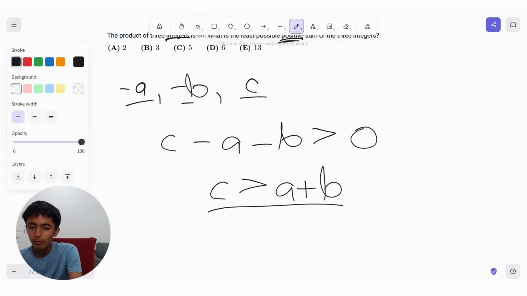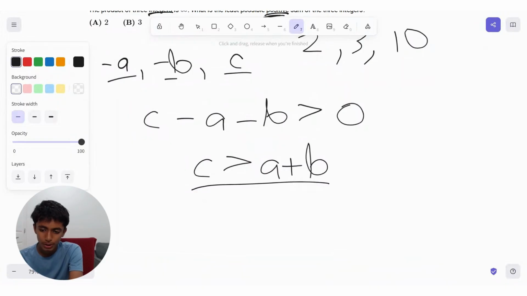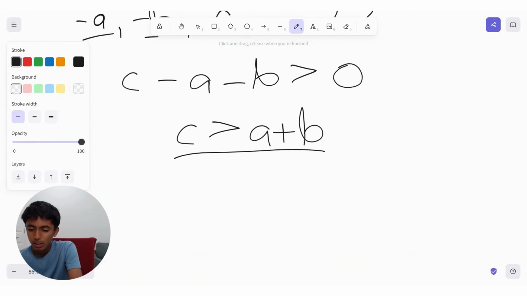So now we can try a different value. So now we can try maybe 2, 3, and 10. Right? 10 is greater than 2 plus 3, so we know that this works. So that gives us 10 minus 2 minus 3, which is equal to 5.